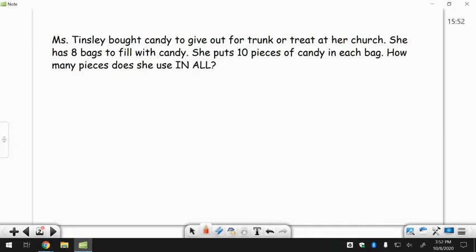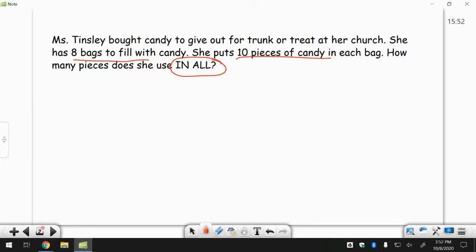All right, so let's look at this problem. It says Miss Tinsley bought candy to give out for trunk or treat at her church. She has 8 bags to fill with candy. She puts 10 pieces of candy in each bag. How many pieces did she use in all? Now, in all is a key word. It tells us that we need to put something together or add them up.